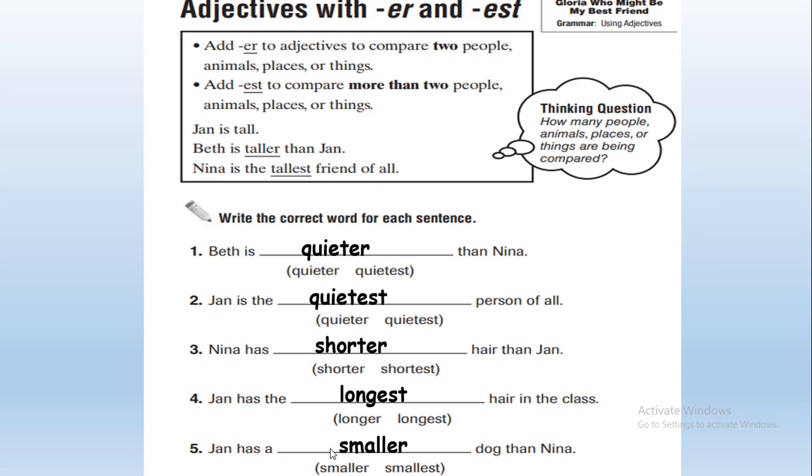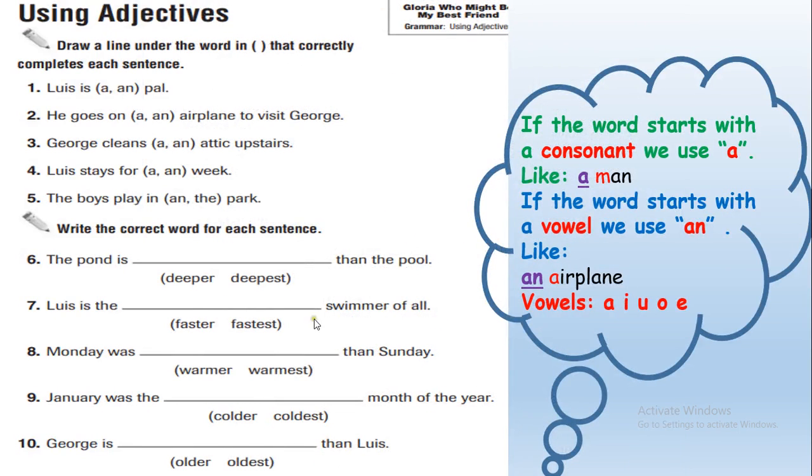Excellent job. Now let's move to page 107. First of all, we're going to talk about the article we use before words. Draw a line under the word in the brackets that correctly completes each sentence. Here's a quick reminder. If the word starts with a consonant, we use a, like a man. The M is a consonant. This is why we use a, not an. But if the word starts with a vowel, we use an, like an airplane.